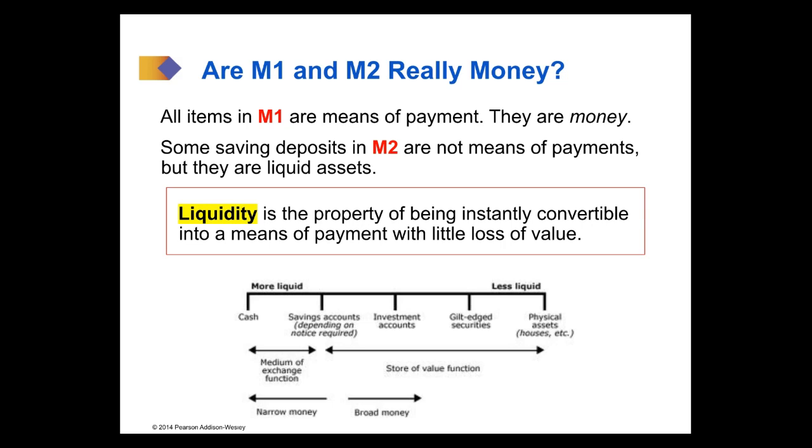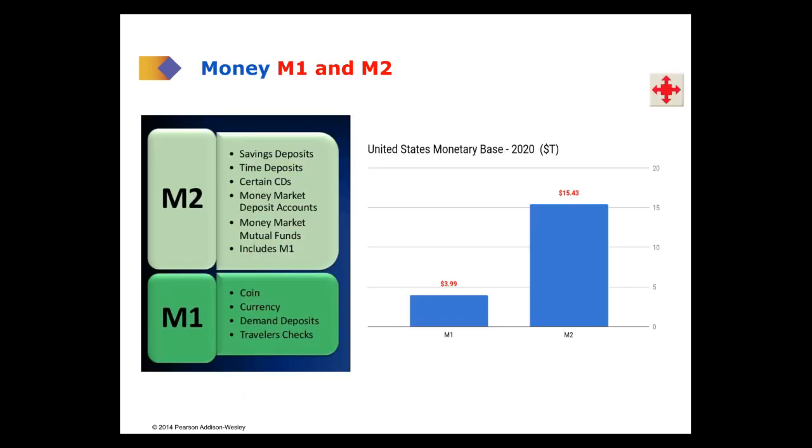And so, again, the difference between the narrower definitions of money and the broader definitions of money is the amount of liquidity that's associated with them. And so, again, going back to M1 is smaller in size, about a quarter of the total money supply, but it's very liquid. M2 is the broader definition. It's the larger amount of money, but it's less liquid when compared to M1.